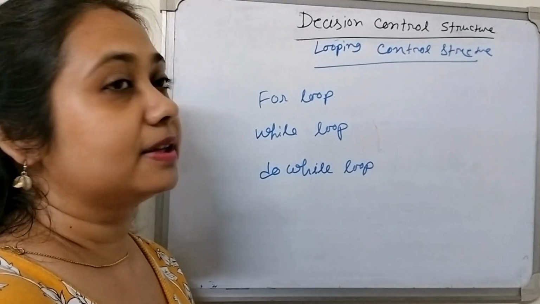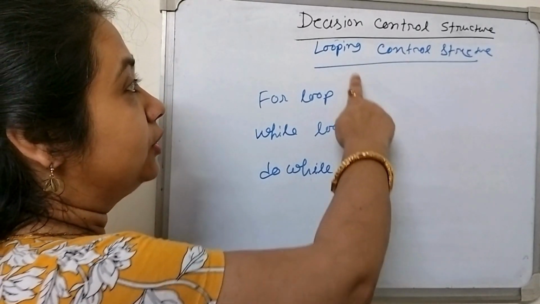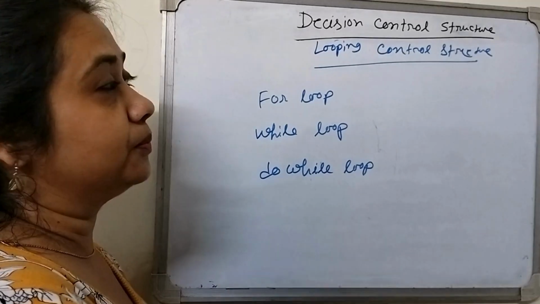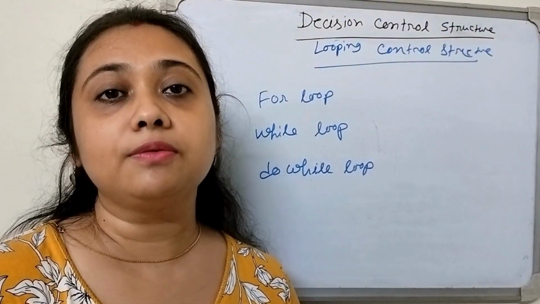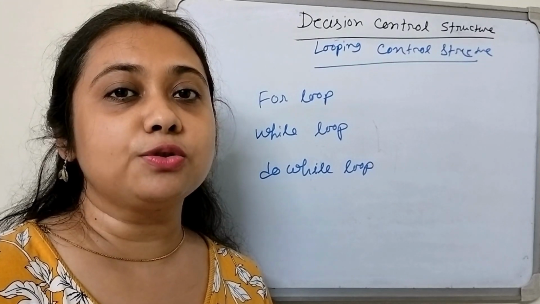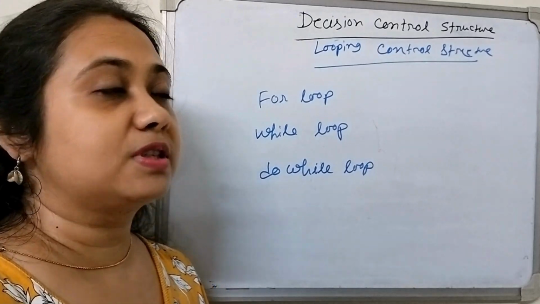Today I will complete the rest of the portion of the decision control structure. Today I will start the looping control structure. There are three types of loop: for loop, while loop and do while loop. What is a loop, or when do we use a loop? We use a loop when we want to do some particular task in repetitive order. Then we use the looping structure.